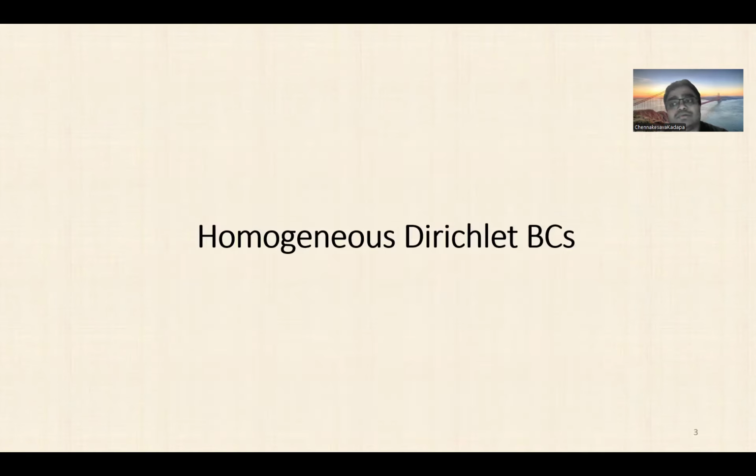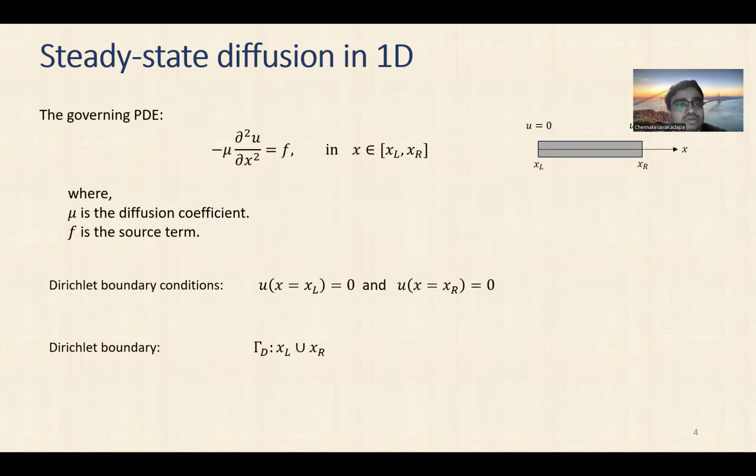Right. So first we are going to look at the diffusion equation with homogeneous Dirichlet boundary condition. Homogeneous Dirichlet boundary condition means the boundary conditions are zero. In one dimension the governing PDE is given as this: minus mu ∂²u/∂x² equal to f.